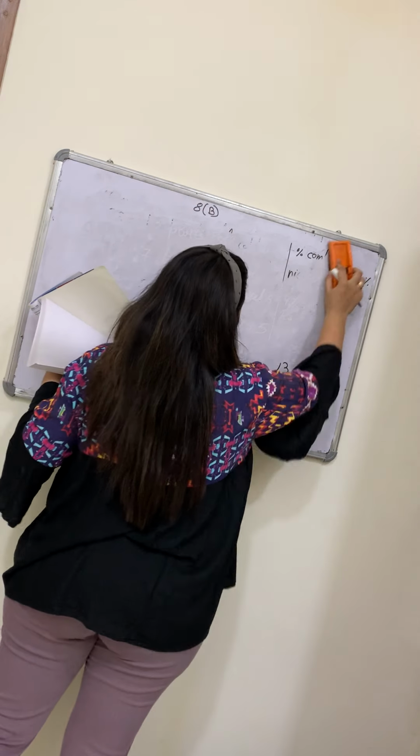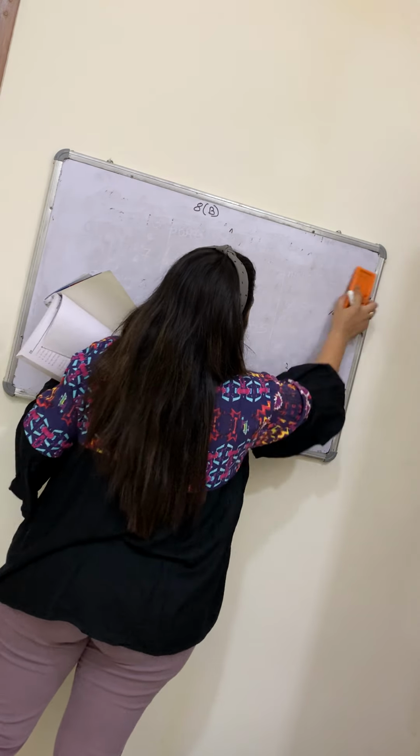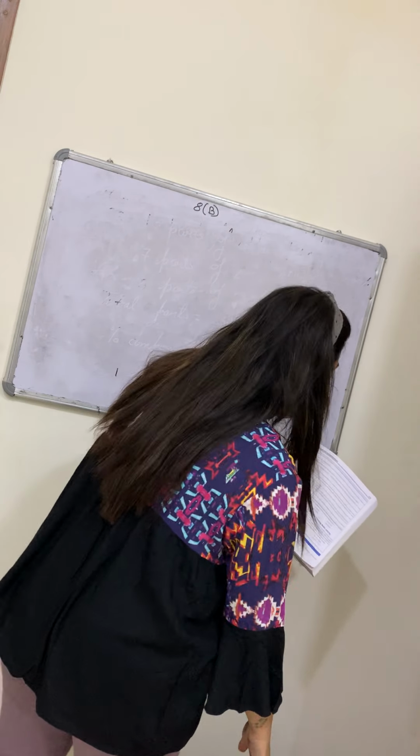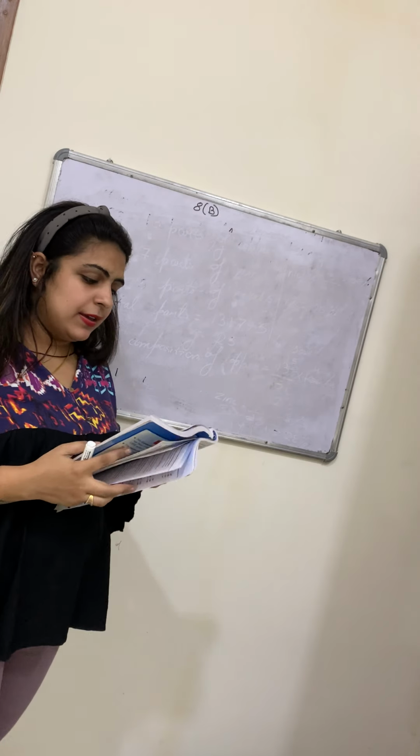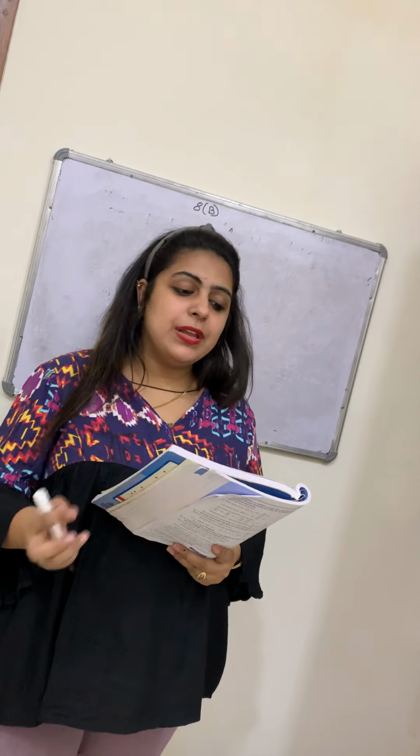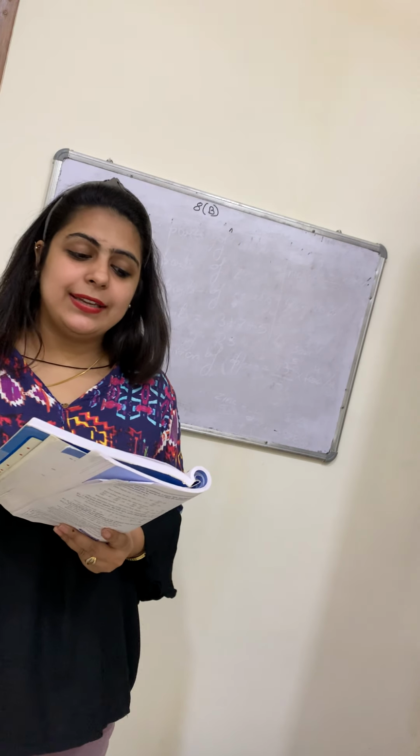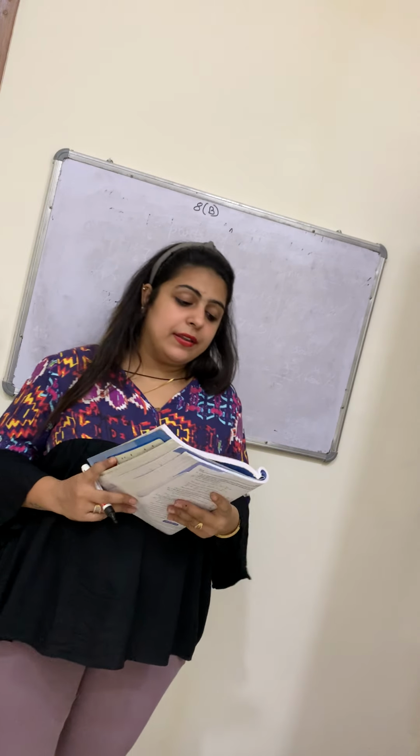Question number 4. That is your population increase question. An important one. The population of a town increased by 10% annually. If the present population is 22,000, find its population a year ago. A year ago, you have to find the population.